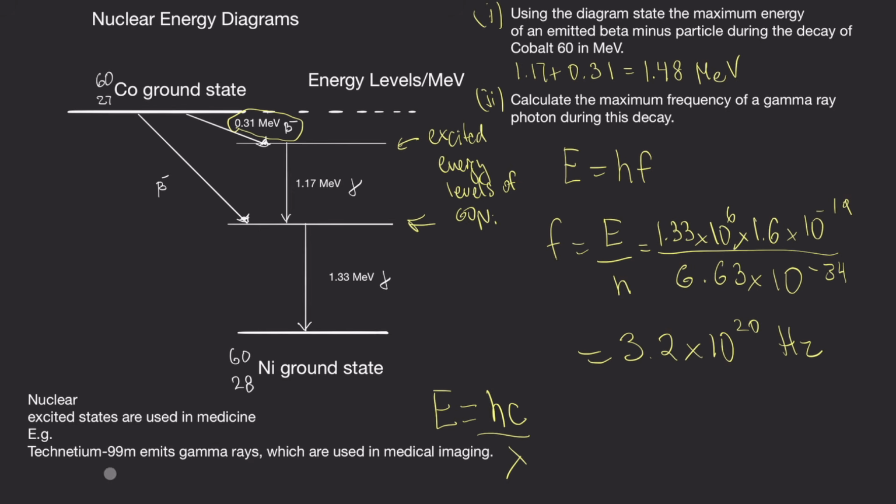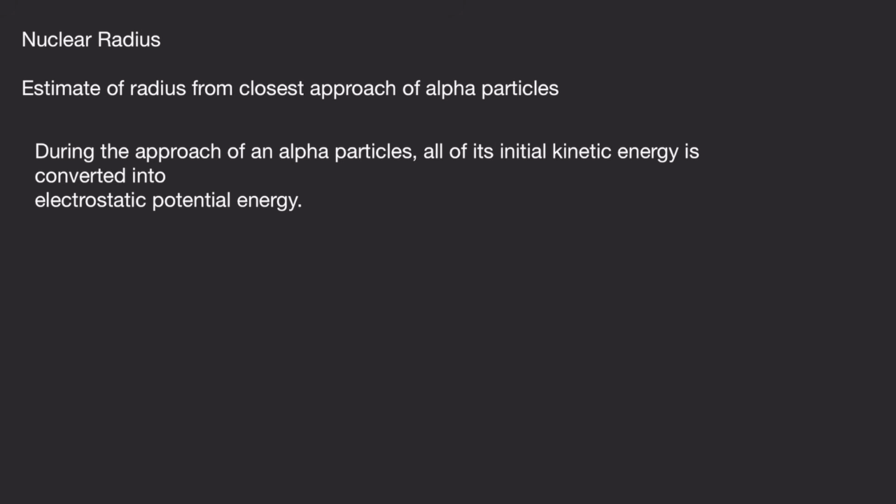The half-life of technetium-99m is also long enough for imaging to be able to take place, but not too long so as to cause damage. And now let's talk about estimating the nuclear radius. This can be done in a number of different ways, and one which is often tested in exams is the estimation using the closest approach of alpha particles.